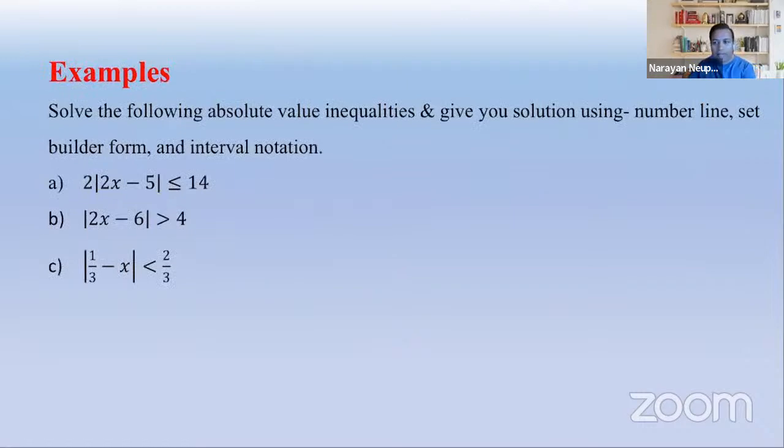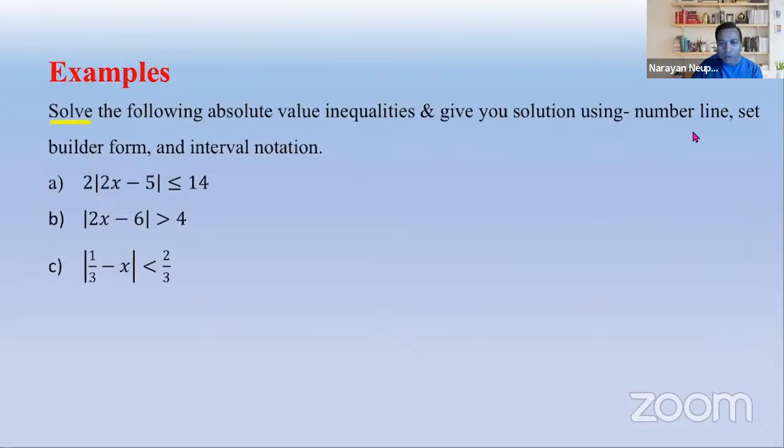So here I have the example. Please copy the question. We are just going to solve the first one now, part A. So you can just copy that. Solve the following absolute value inequalities. First thing we have to do is solve the inequality.